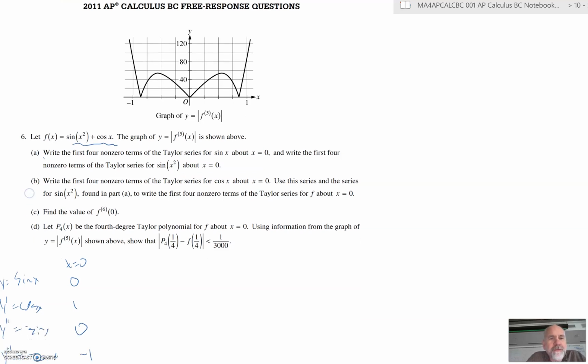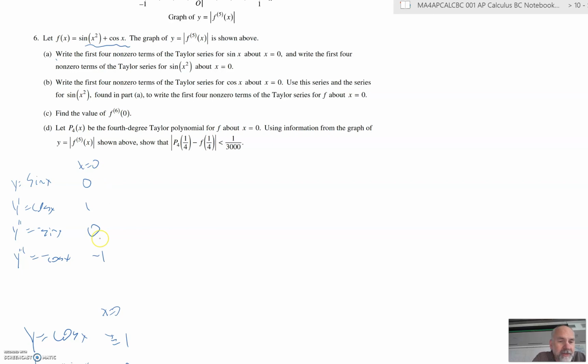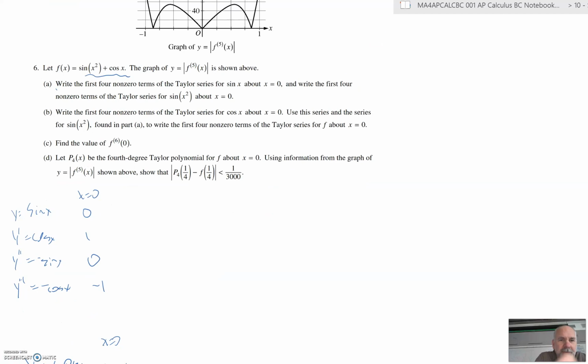It says first write the first four non-zero terms for the Taylor series for sine x. And so it says the first four non-zero terms. So I just did the first four terms here. I hadn't seen the non-zero yet, but that's an important observation. If I was writing this, then I'd say sine of x is about equal to 0 plus 1x plus 0 over 2 factorial x squared plus negative 1 over 3 factorial x to the third.